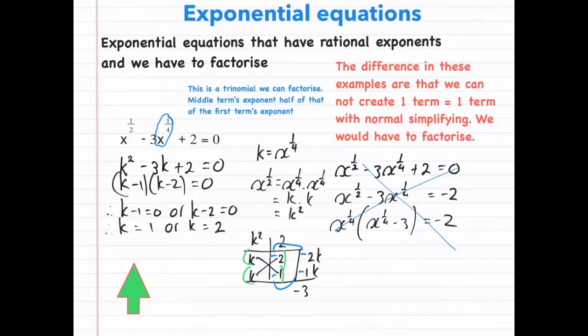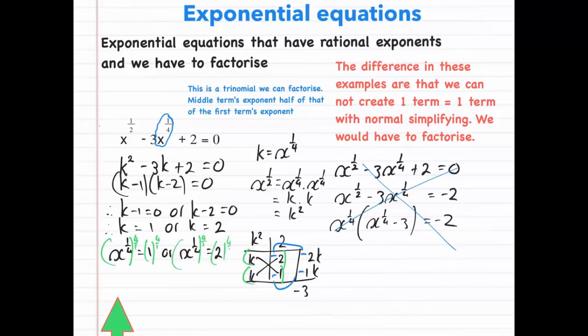Okay, great. But we didn't work with k initially. K is x to the power of a quarter. So x to the power of a quarter equals 1 or x to the power of a quarter equals 2. And what do we do if we've got x to the power of a rational exponent? We raise it to that exponent's reciprocal, same as on the other side. So look very carefully. I'm going to do all of them in one. So this will also be 4 over 1 and this will be 4 over 1. So remember, two different sums, two different equations.